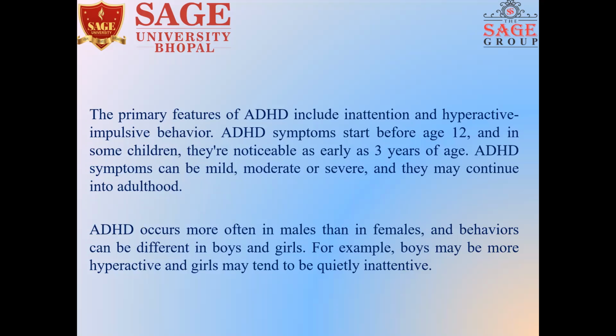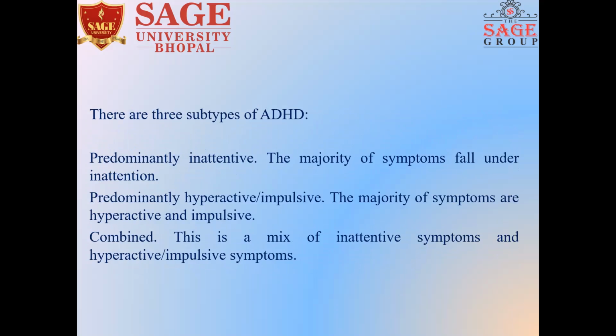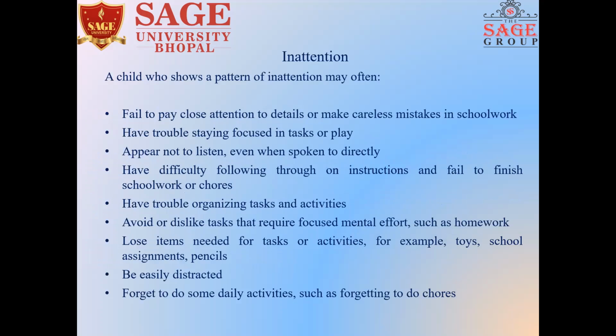ADHD symptoms can be mild, moderate, or severe as they continue into childhood. There are three subtypes of ADHD, that is predominantly inattentive, predominantly hyperactive, and combined also. So in the first, the majority of symptoms fall under inattention. And in the second category, the majority of symptoms fall into hyperactive impulsive. And combined is the mix of inattention symptoms and hyperactive symptoms.